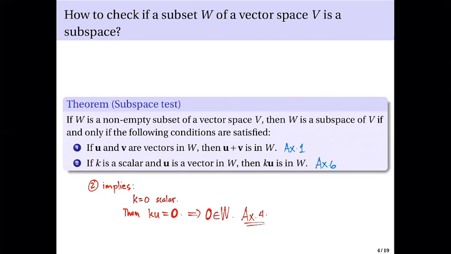How about axiom 5, the existence of negative? You can have K equals negative 1.